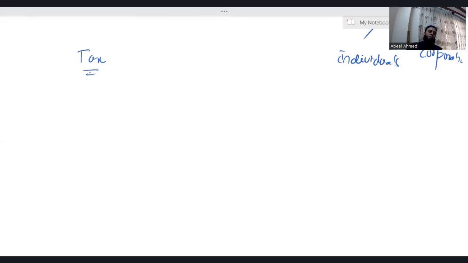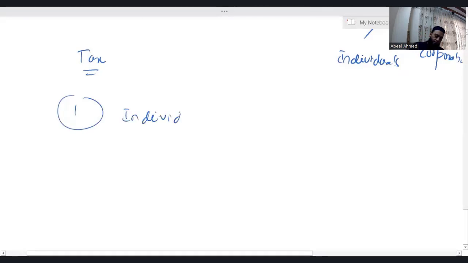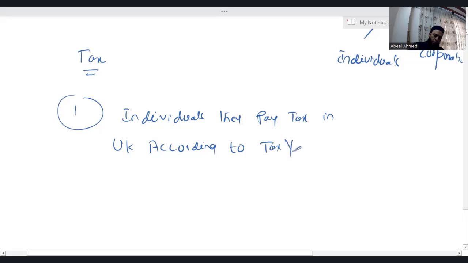Okay, next point. We are starting our taxation syllabus from individuals, but right now I'm not starting any topic. I'm just giving you a little bit of an idea. The first question is, how does an individual pay tax in the UK? The answer is, individuals pay tax in the UK according to the tax year. Another name for the tax year is fiscal year.